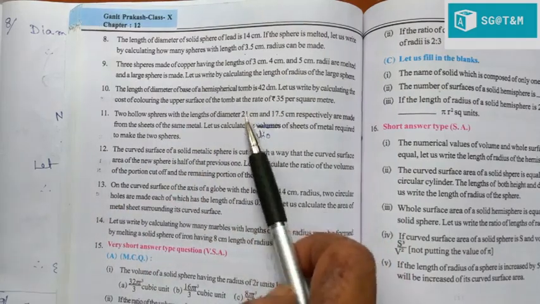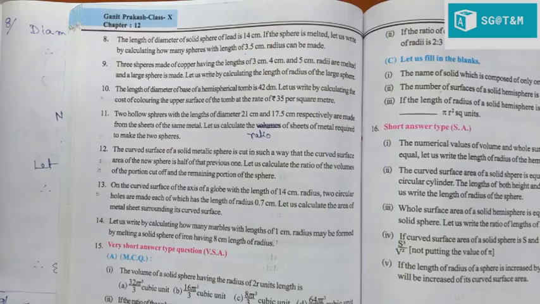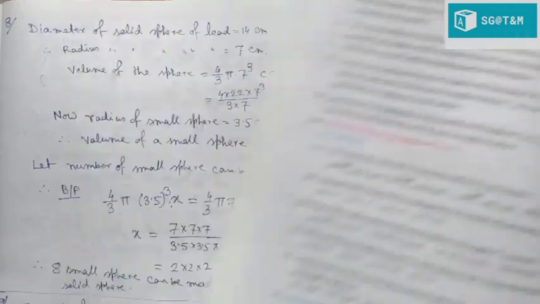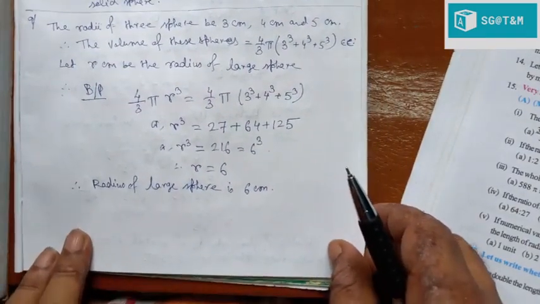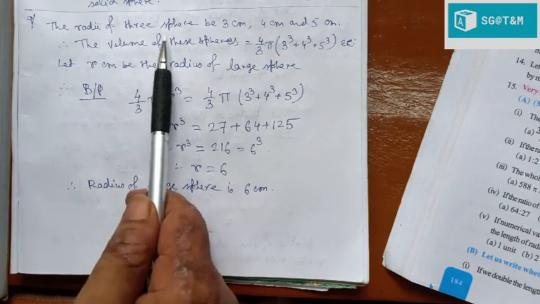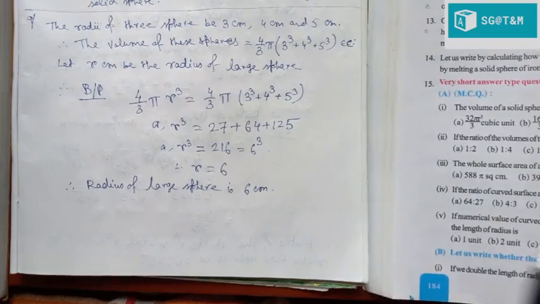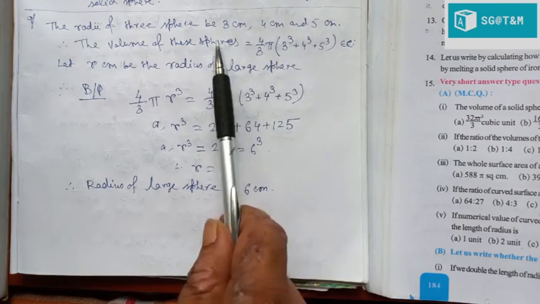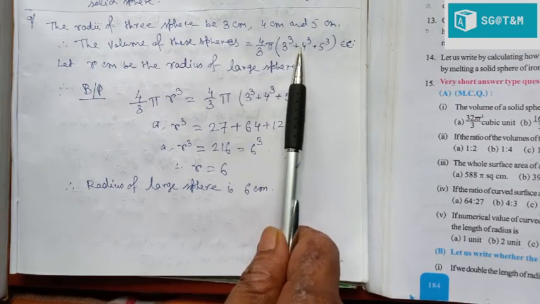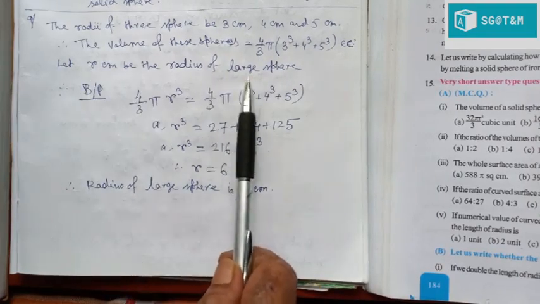Okay, so if we melt these three spheres, we find the total volume of the copper, and we know the formula of the volume of a sphere. Here we see problem number 9. The radii of the three spheres are 3 centimeter, 4 centimeter and 5 centimeter. The volume of each sphere is 4/3 pi r cube. So 4/3 pi is common, 3 cube for the radius of the first one, 4 cube for the second one, and 5 cube for the third one. Let r be the radius of the large sphere.